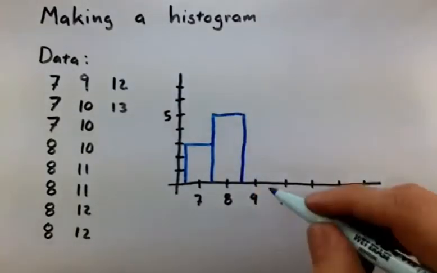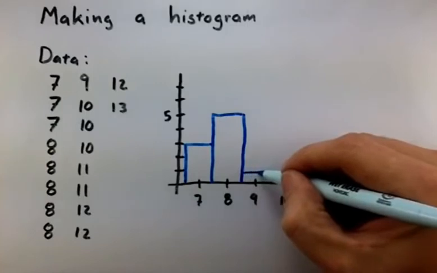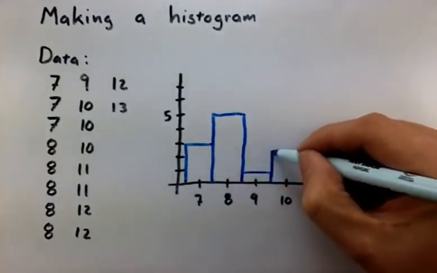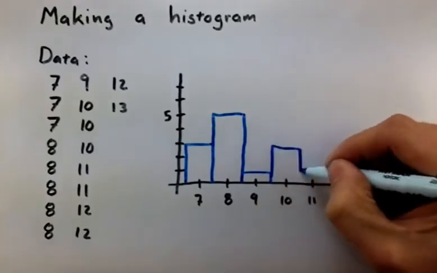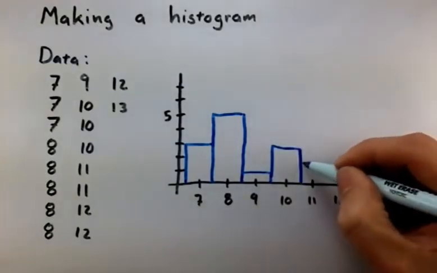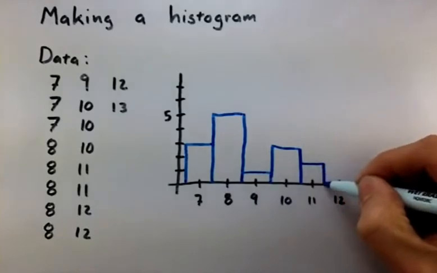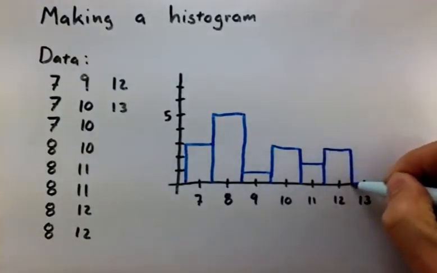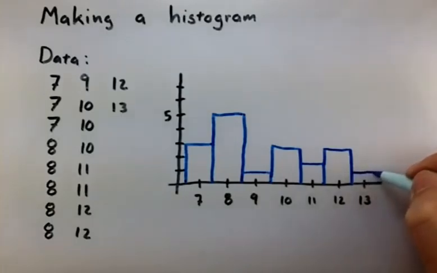And you can see how this process plays out for all the rest of the numbers. So when I get to the 9s, I only have 1 9. I get to the 10s, I have 3 of those. Get to the 11s, oh, I have 2 11s. Looks like 3 12s. And only 1 13.